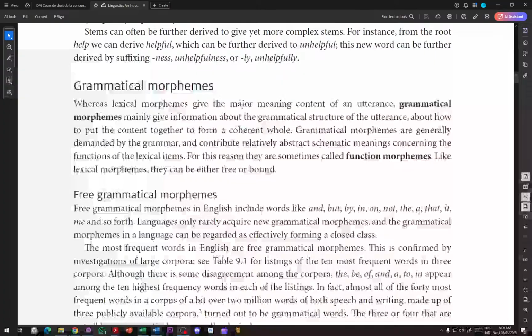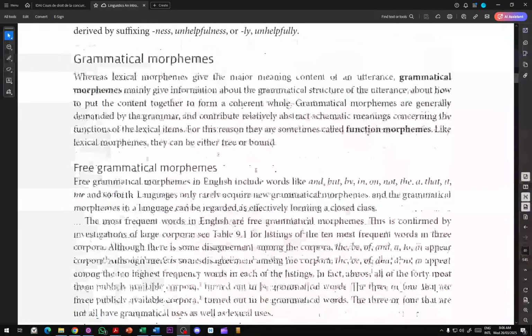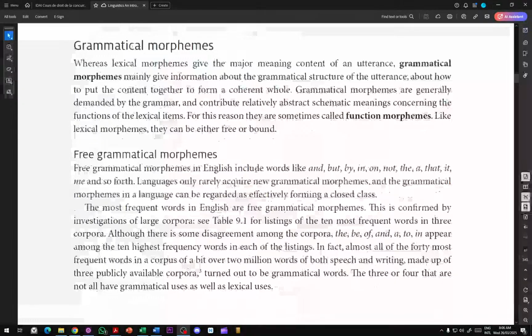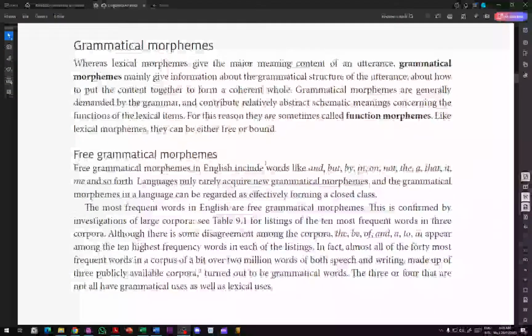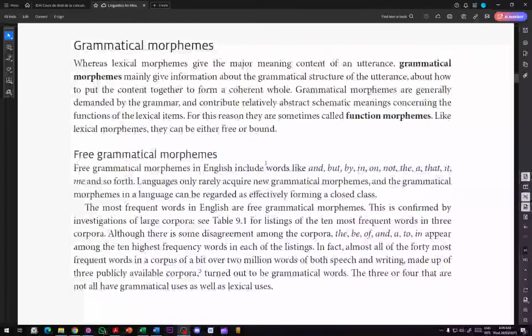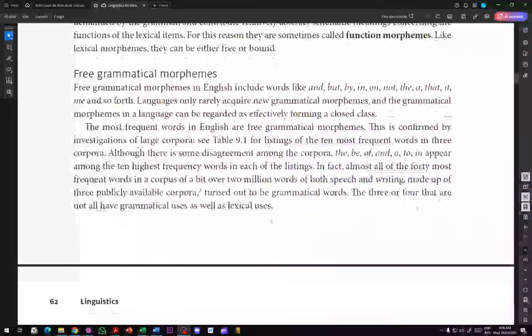Like lexical morphemes, they can be either free or bound. I prefer the function morphemes name. This name is better, because how is it grammatical? Grammatical in what sense?